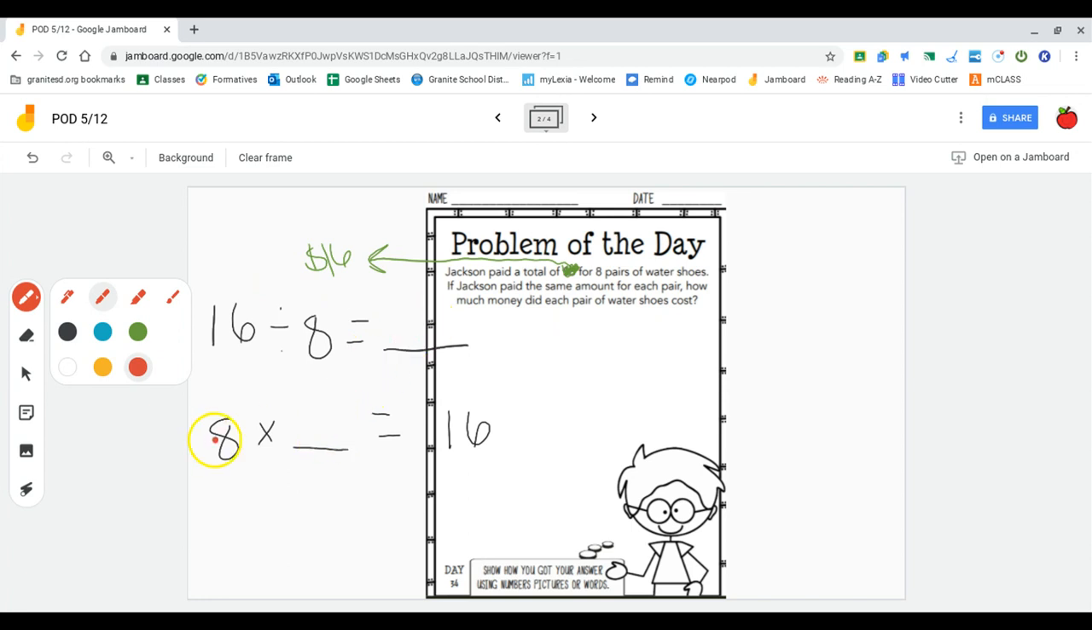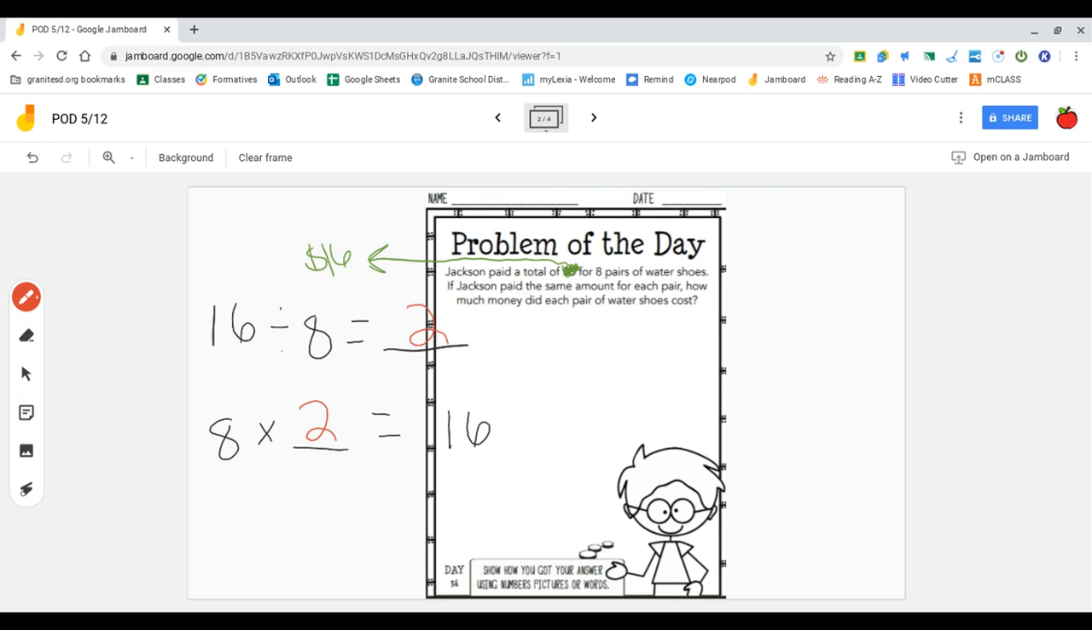So I'm going to use the multiplication line because for me that way is easier in my brain to think about. So 8 times what equals 16? I could skip count or I could use a multiplication chart. For this one, I'm going to skip count. So 8, 16, and I already got to 16, and that was 2 fingers up. So I'm going to write a 2 on this blank line and a 2 over here.